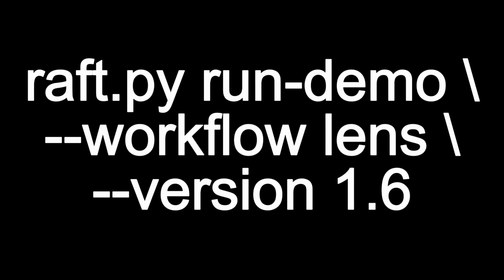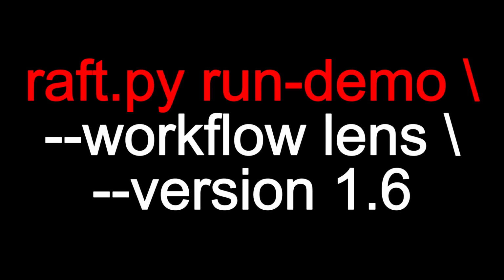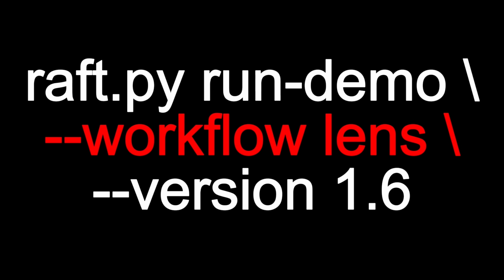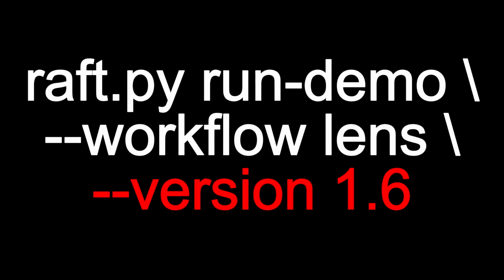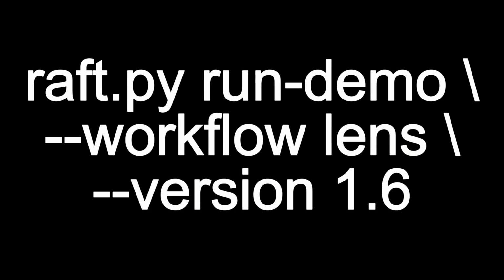Let's quickly go over what this command is doing. raft.py run-demo instructs RAFT to run in demonstration mode. The workflow parameter defines the workflow we'd like to demonstrate, which is Lens in this case. The version parameter defines the version of the workflow we'd like to run, version 1.6. Feel free to pause the video here if you want to enter the command on your terminal.